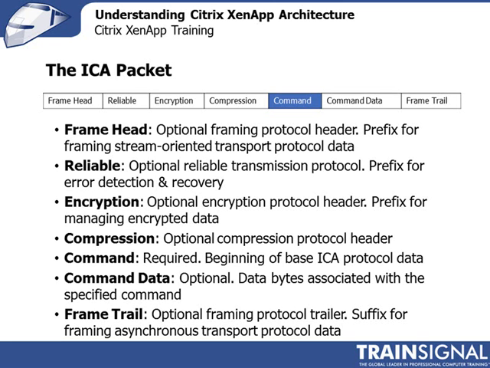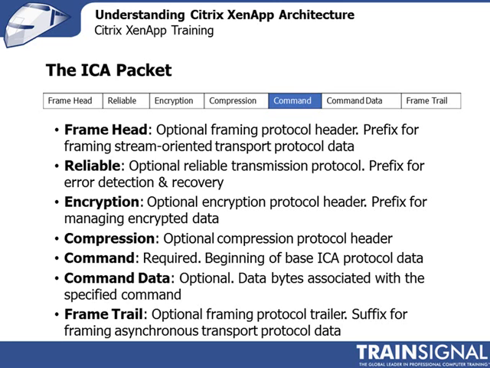So that is the bulk, the essence of what's going to be transported with the ICA. Now obviously it's optional, because you have to put something in there in order to transmit it. Then you have the frame trail. That's an optional framing protocol trail. It's the suffix, the completion of the frame head, if I can call it that, for any frame asynchronous transport protocol data. So this is what constitutes the ICA packet.